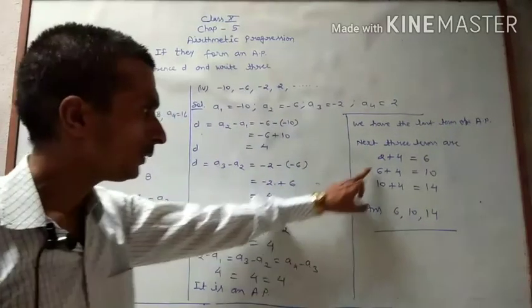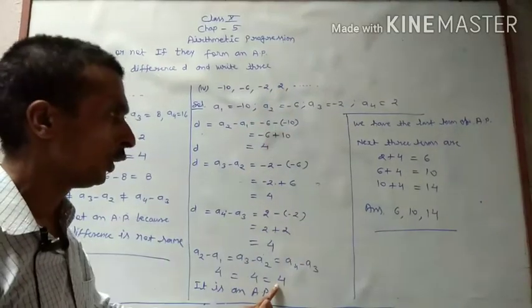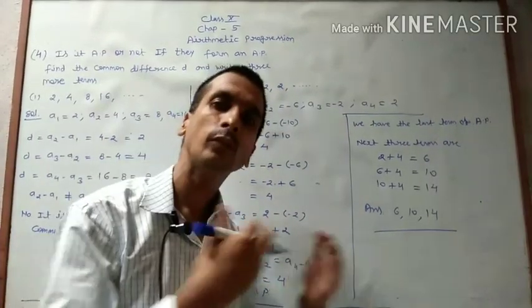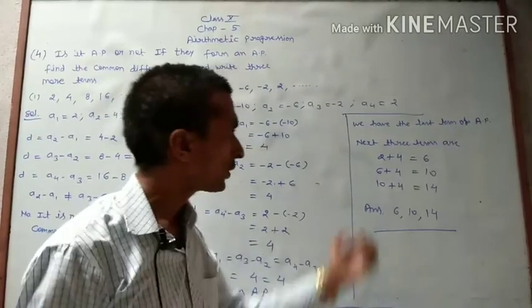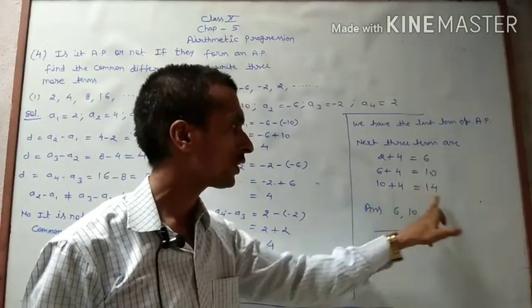Any doubt in this one? Because the last term is 2 and the common difference is 4, we have to add to the preceding term. Preceding term कौन सी है आपकी? 2 plus 4 is 6, 6 plus 4 is 10, 10 plus 4 is 14.